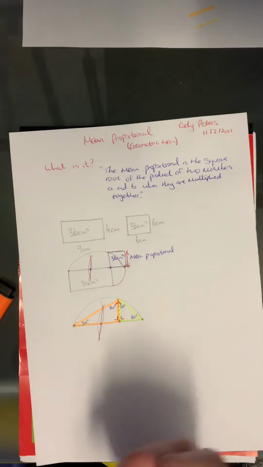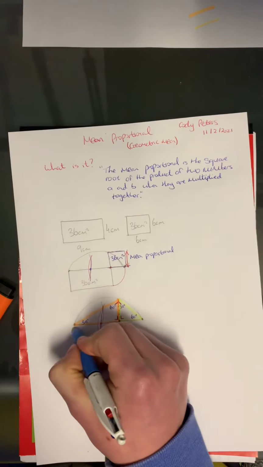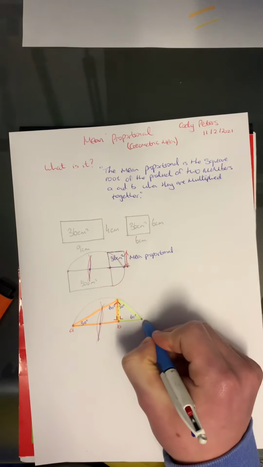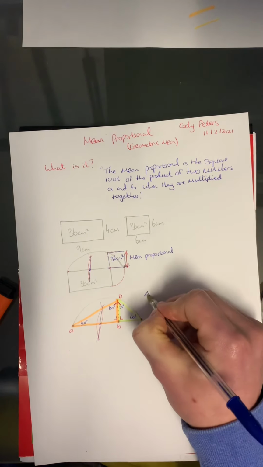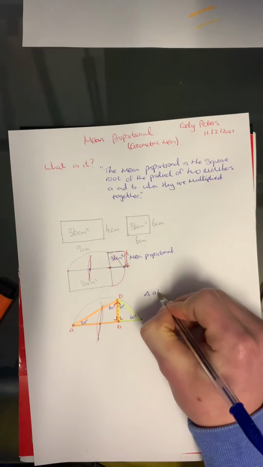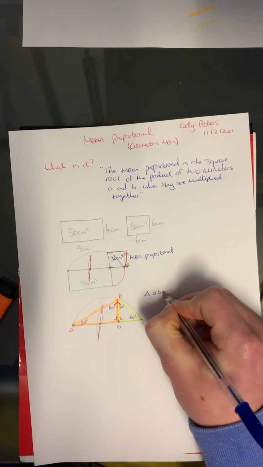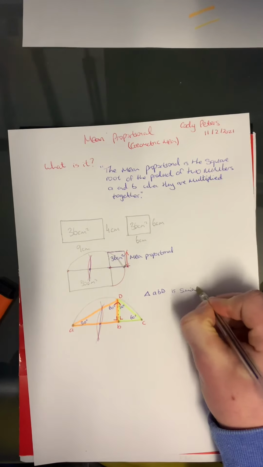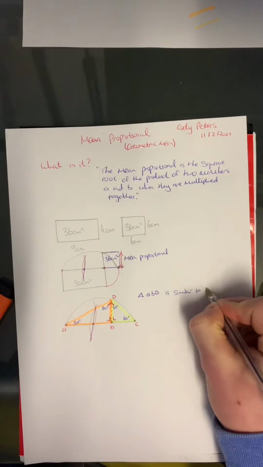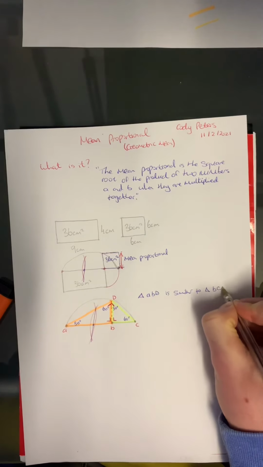Now we're going to label these points because we will need them later. So A, B, C, and D. So we start to look at the triangles and we see that they look very alike. And then we realize these triangles are what we call similar triangles. So the triangle A, B, D is similar to triangle B, C, D.